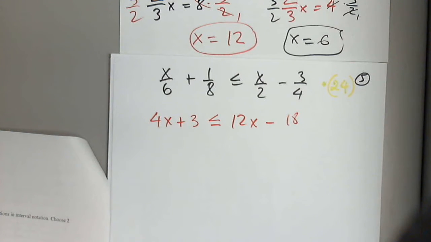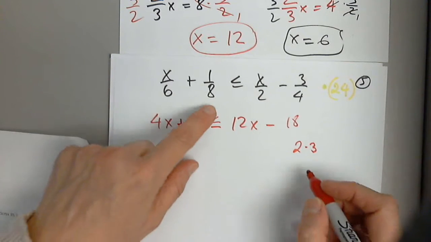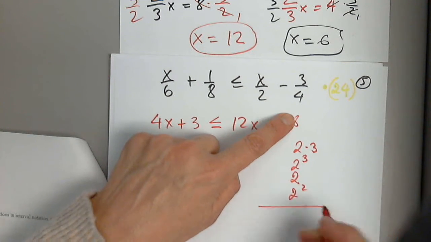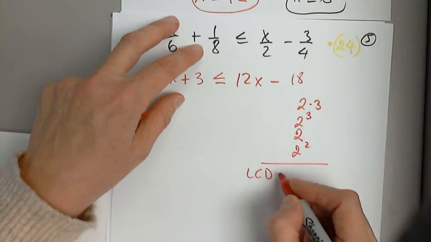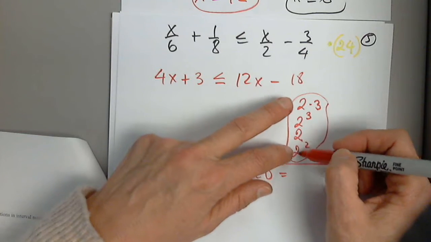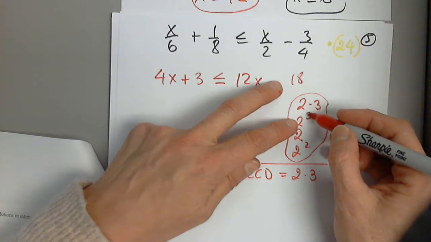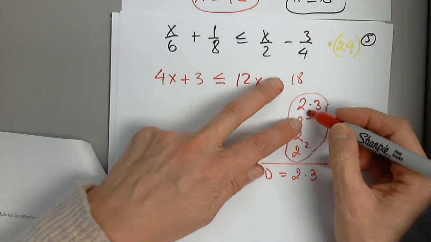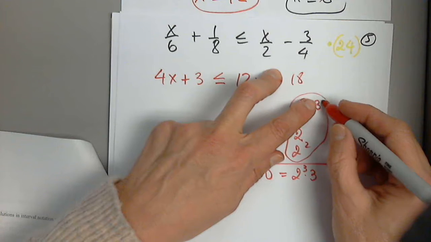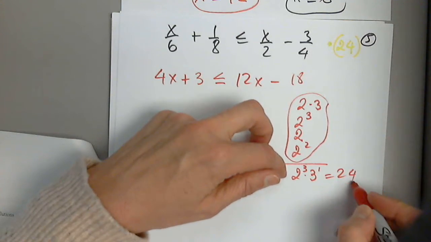I didn't understand how you got to 24. Okay. 6 is 2 times 3. 8 is 2 to the third. This is 2, and this is 2 squared. So the least common denominator has to have all different factors we see here. I only see factor 2 and factor 3. I have to choose the highest power for 2, which is 3. I have to choose the highest power for 3, which is 1. And that's how we get 24.